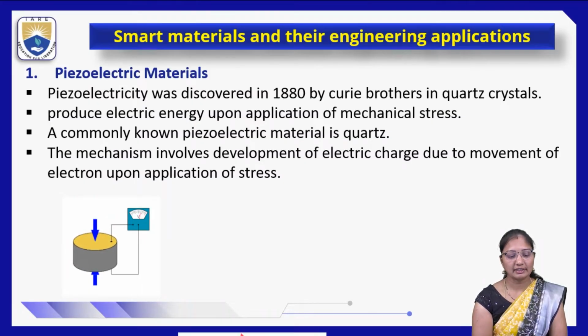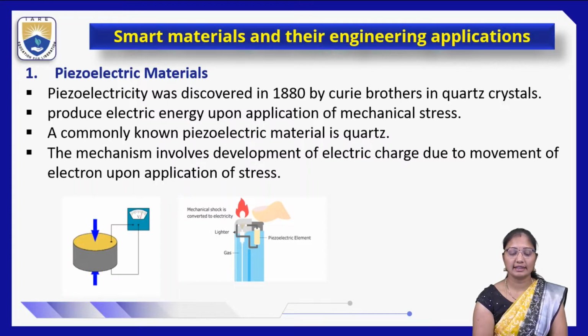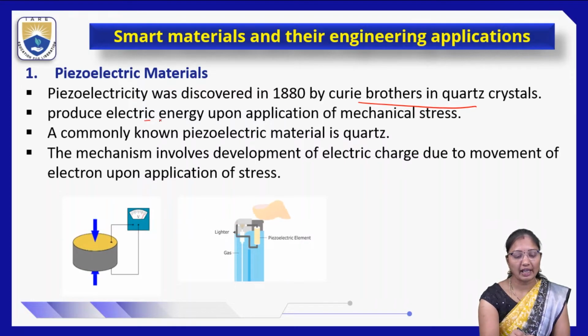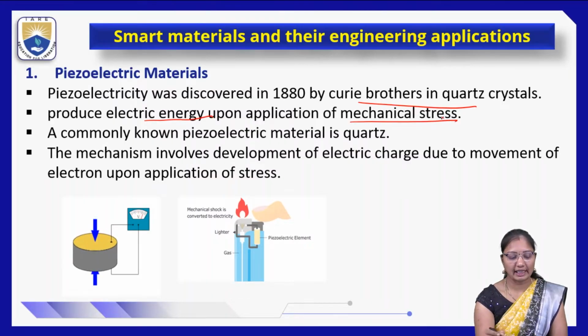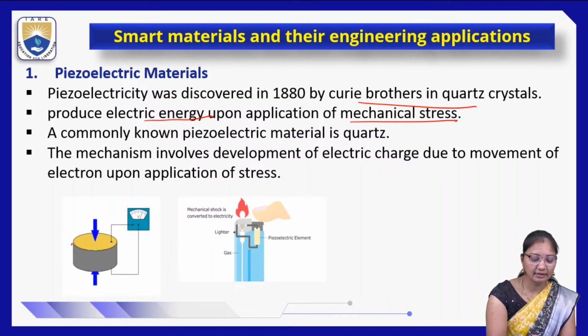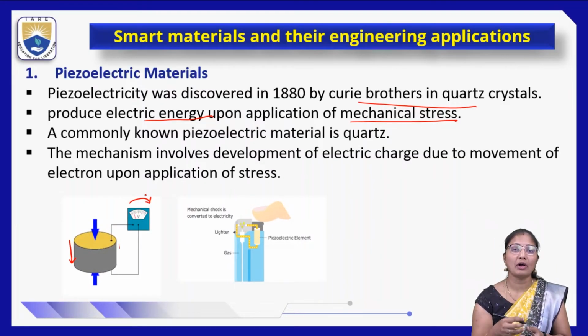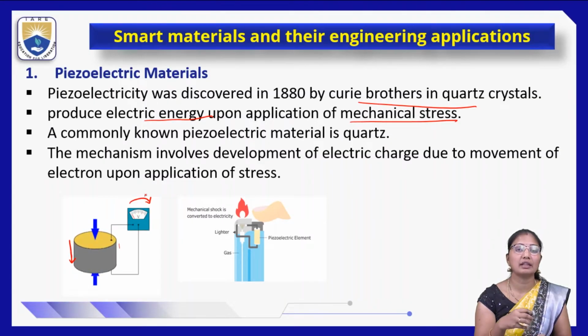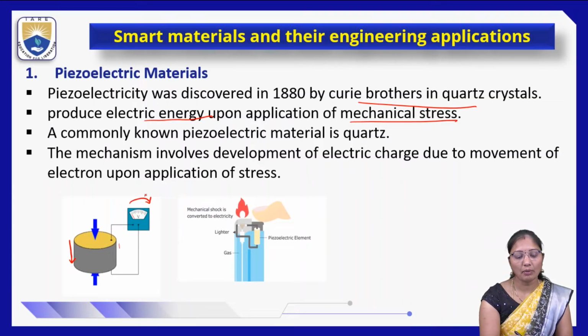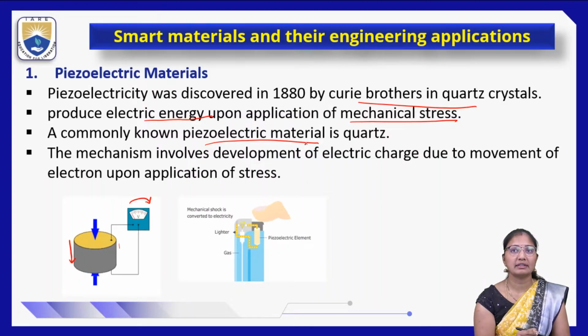Piezoelectricity was discovered in 1880 by the Curie brothers in quartz crystals. So here the smart material is quartz crystal. How does it work? They produce electric energy upon application of mechanical strength. Here the mechanical strength is applied, and this causes the electric flow. So electric current or electric energy is produced upon the action of mechanical strength on a particular material. The commonly known piezoelectric material is quartz.